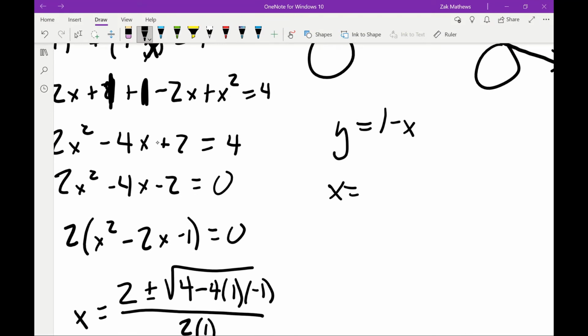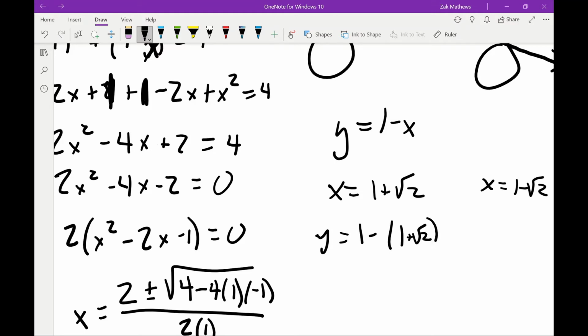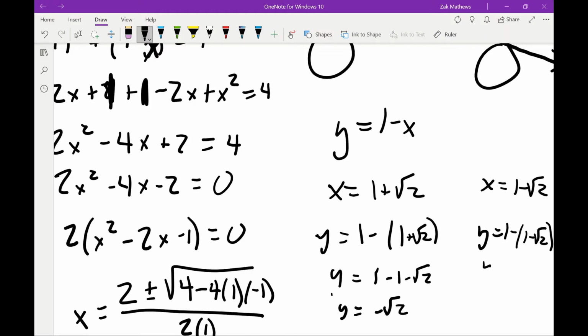So we know we have an x of 1 plus the square root of 2. And we have an x of 1 minus the square root of 2. If I plug those in, I have y equals 1 minus 1 plus the square root of 2. And then y equals 1 minus the 1 minus the square root of 2. I do need to remember to distribute that negative, so our y would be equal to 1 minus 1 minus root 2. And that would give us just a negative root 2. On the second one, we'd have 1 minus a negative turns into a plus root 2. And so when we simplify those, we get root 2.